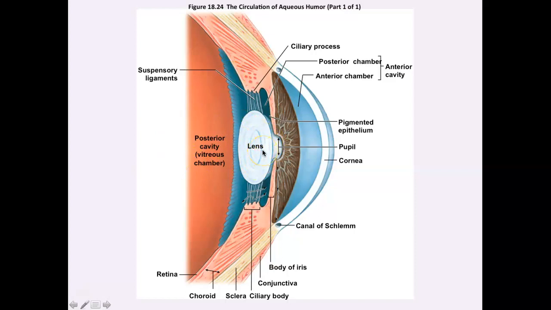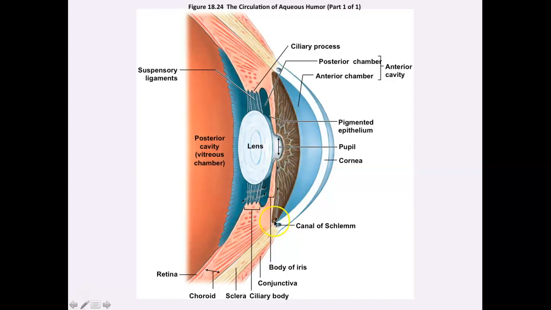There are two chambers. From the lens to the iris is called the posterior chamber. And in front of the iris, all the way to the cornea, we have the anterior chamber. So there are two chambers found in the anterior cavity. Both of these chambers are filled with aqueous humor. Let's now talk about what makes aqueous humor.